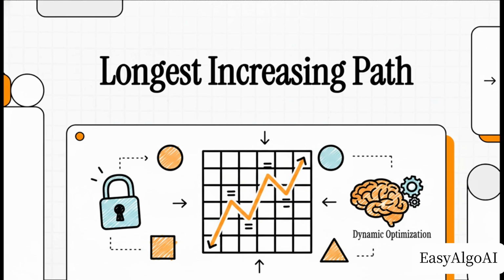We're going to be diving into a seriously fascinating algorithmic puzzle today, one that actually pops up a ton in coding interviews. We're talking about the longest increasing path problem. It's this really elegant mix of grid traversal and dynamic optimization. So let's crack it together.